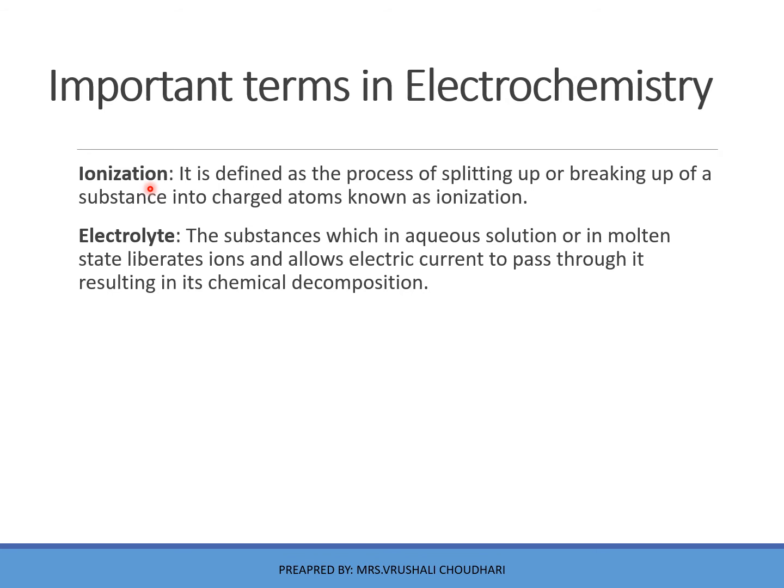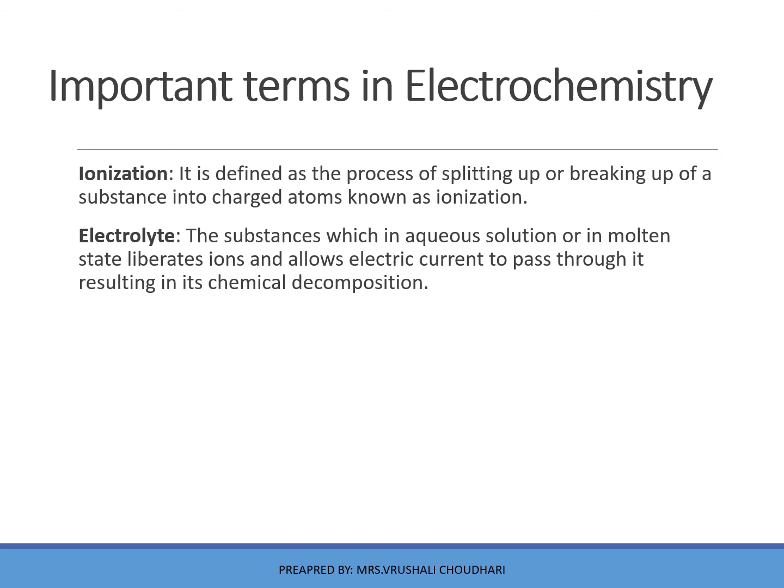Ionized solution is called an electrolyte. The substance which, in an aqueous solution or in a molten state, liberates ions and allows electric current to pass through it, resulting in a chemical decomposition, is called an electrolyte. A substance which carries a current in a liquid or molten state is called an electrolyte.